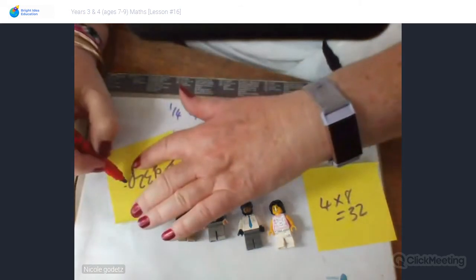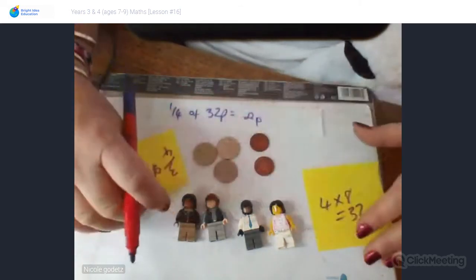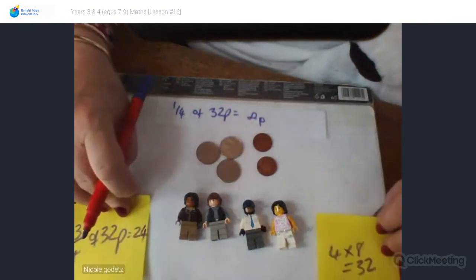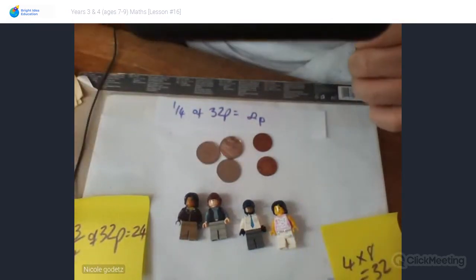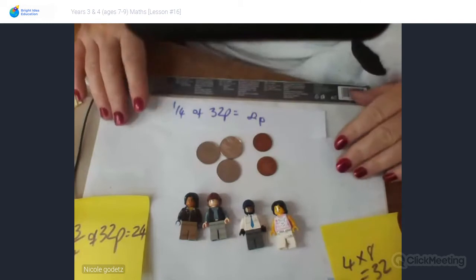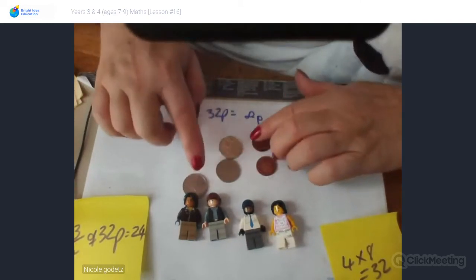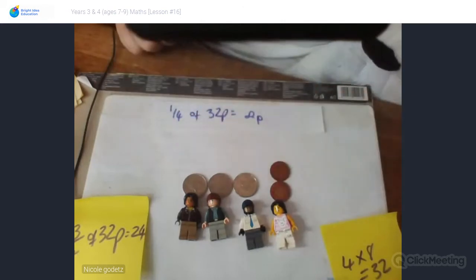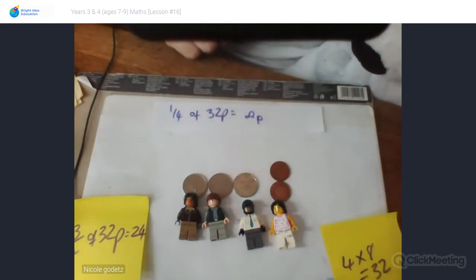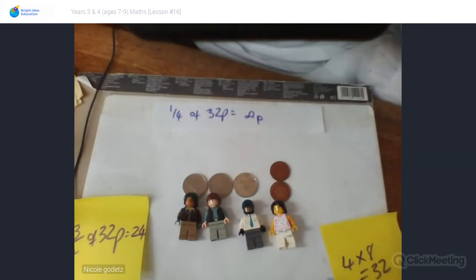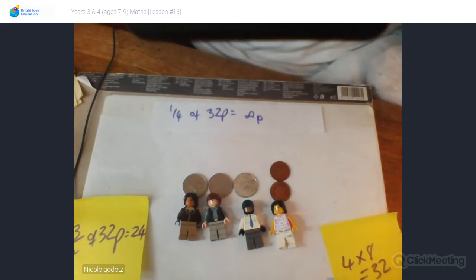3/4 of 32 is 24. So let's break this 32 up. Tell me what I have to do. I have to go to the shop and ask for some change or go to the bank. How am I going to say, well, you can have 10 pence, you can have 10 pence, and you can have 2 pence. Is that fair? Is that a fair way to share that money?